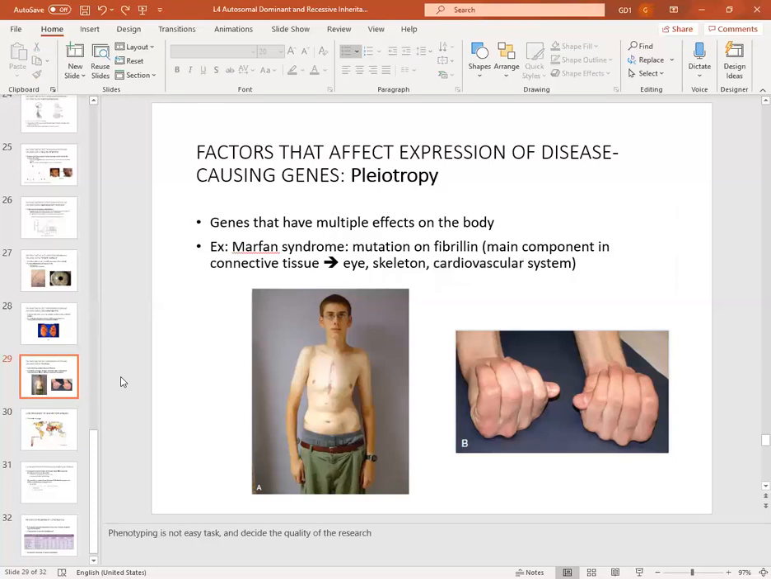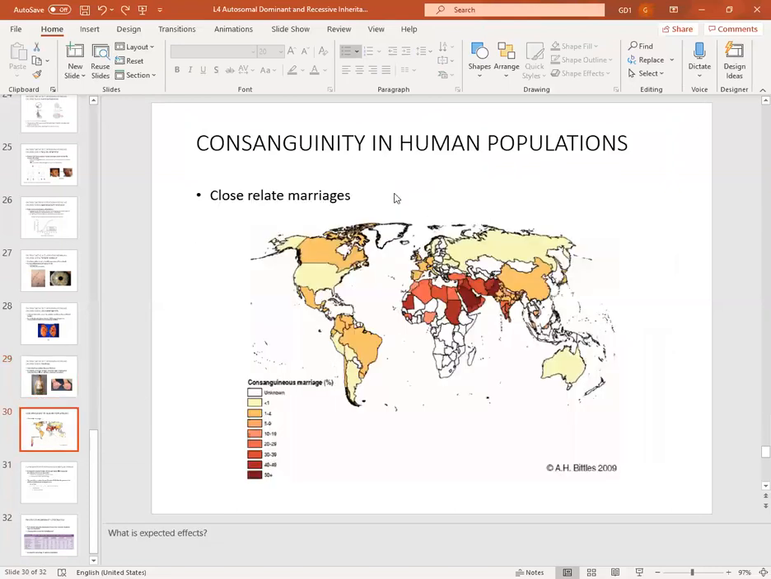Okay, and we go to the end with discussion of some kind of phenomenon that is common in human society. That is consanguinity in human population, which means close relative marriage. So it means the mating between people who are close in genetics.